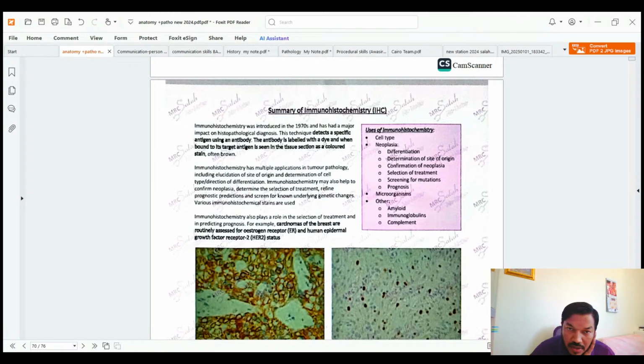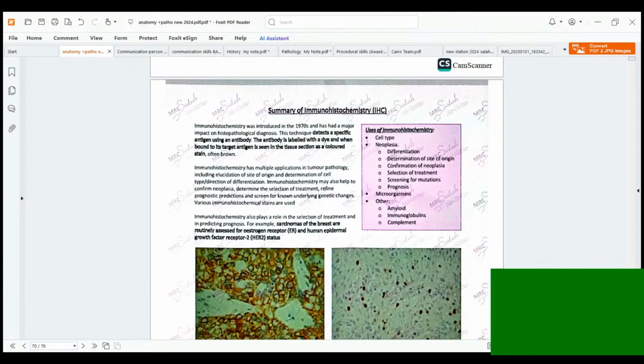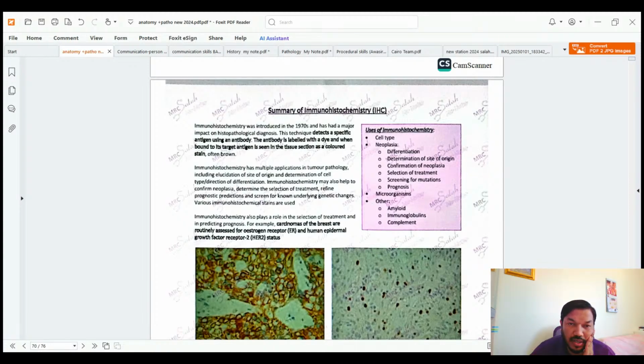Immunohistochemistry was introduced in the 1970s and has had a major impact on histopathological diagnosis. The technique detects a specific antigen using an antibody. The antibodies are labeled with a dye, and when bound to its target antigen, it is seen in the tissue section as a colored stain, often brown.